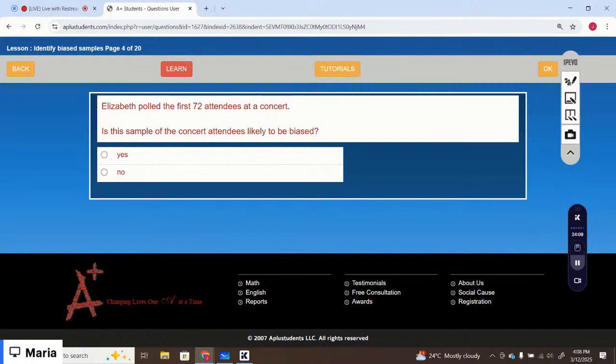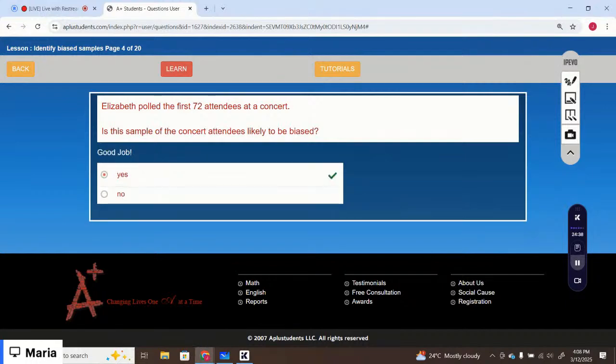Elizabeth polled the first 72 attendees at a concert. Is the sample of concert attendees likely to be biased? Yes, it is a biased sample. Option number one is the correct option.